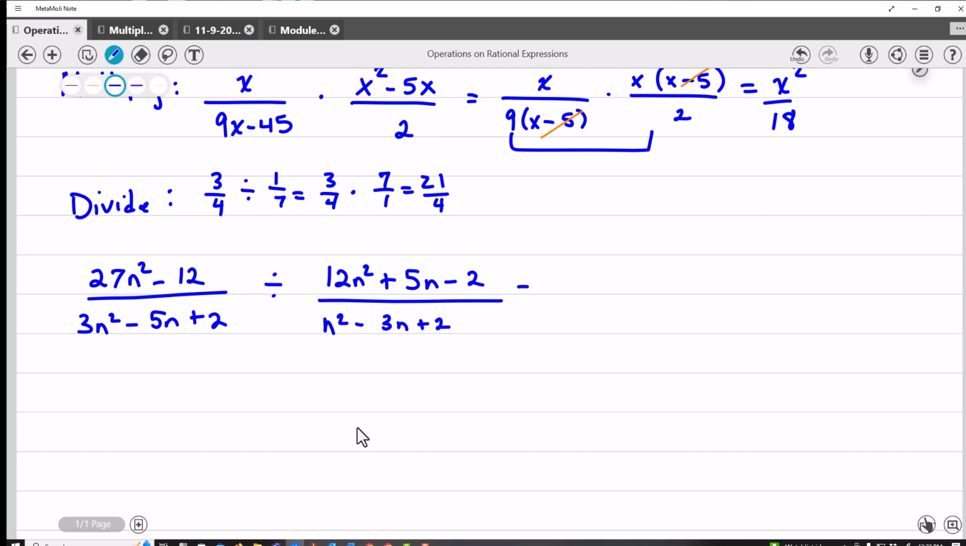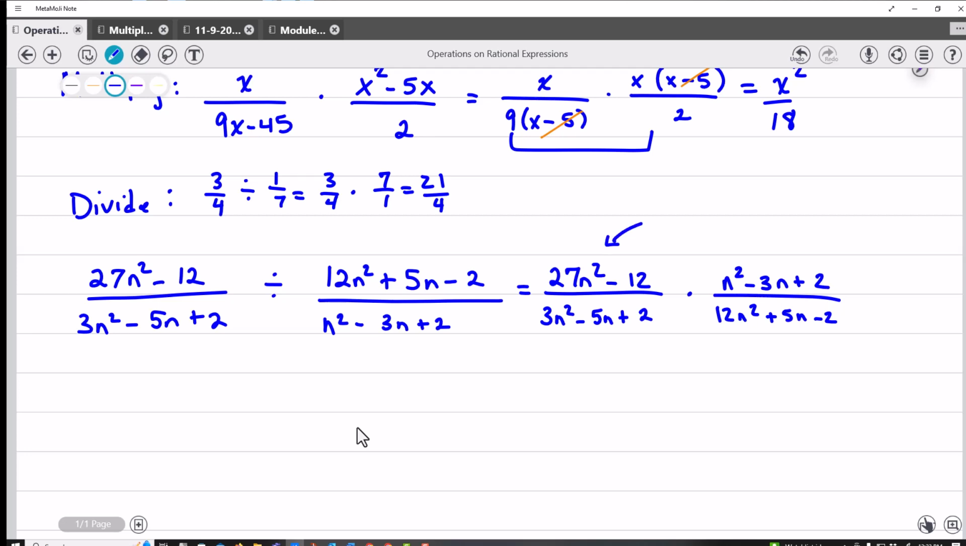All right, so the very first thing that I would do is rewrite my first term, because that's my keep. And now I'm going to put a multiplication and I'm going to flip this second expression. And 12n squared plus 5n minus 2. All right, I'm ready to start looking at both of these and seeing if there's something I can factor.